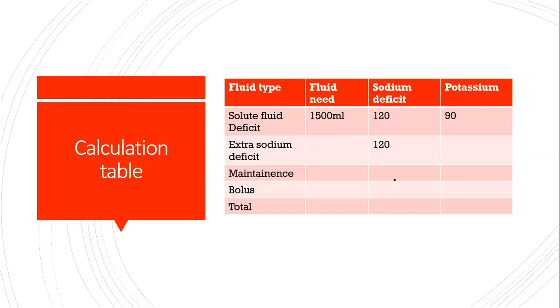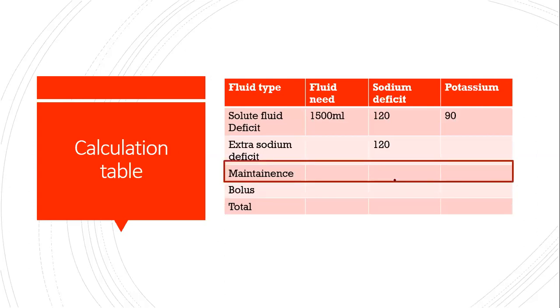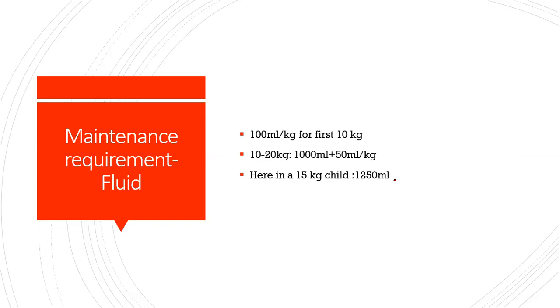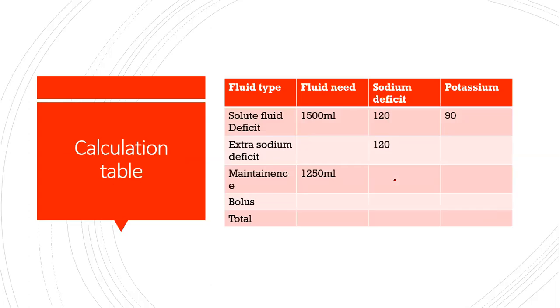All right. Next, what do we need to calculate? You need to calculate the maintenance fluids. So what is the maintenance fluid? This we all know. This is the Holiday-Segar formula. And in this child who's weighing 15 kgs, it will be 1250 ml. Right. We entered that also in our table. Is this enough? Are we complete? No. You still need to calculate your sodium and potassium deficit. Or, it's not deficit, it is maintenance. Normal requirement for a child.